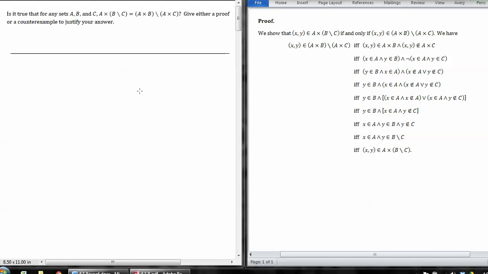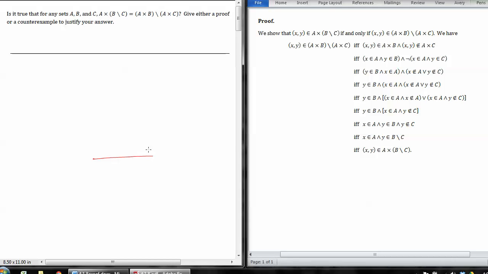Is it true that for any sets A, B, and C, A times (B minus C) is equal to A times B minus A times C? Give either a proof or a counterexample to justify your answer. Well, I think it's true because it looks like you're just distributing the A, right? Well, okay, that's not so convincing. So let's at least try and draw a picture to convince ourselves that it might be true.